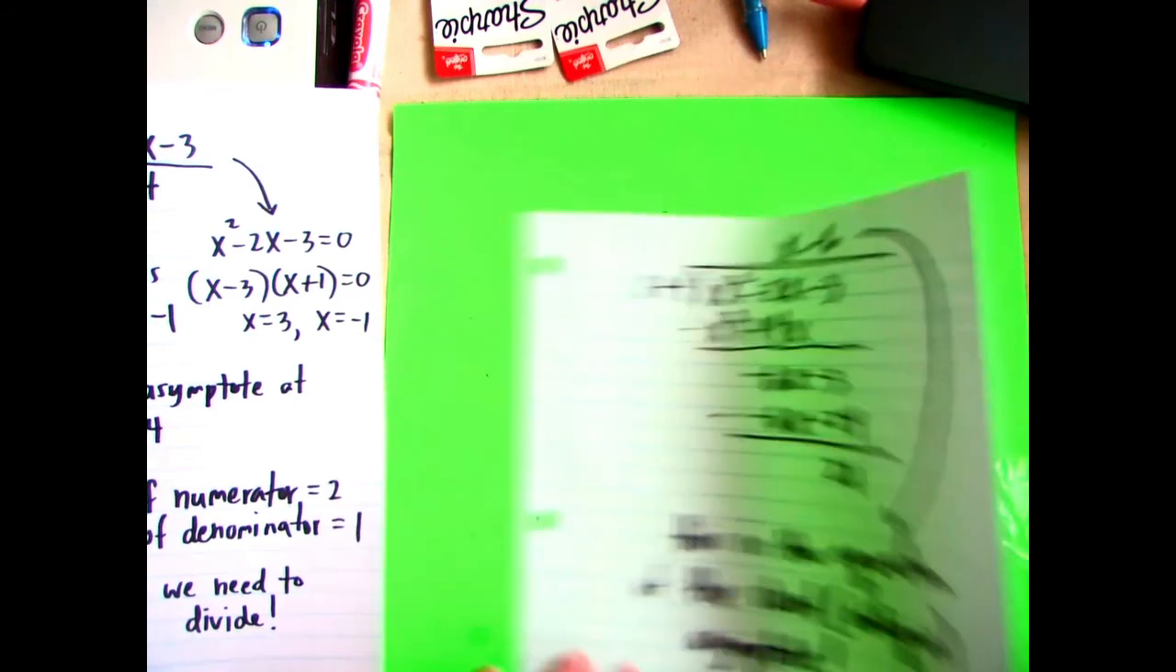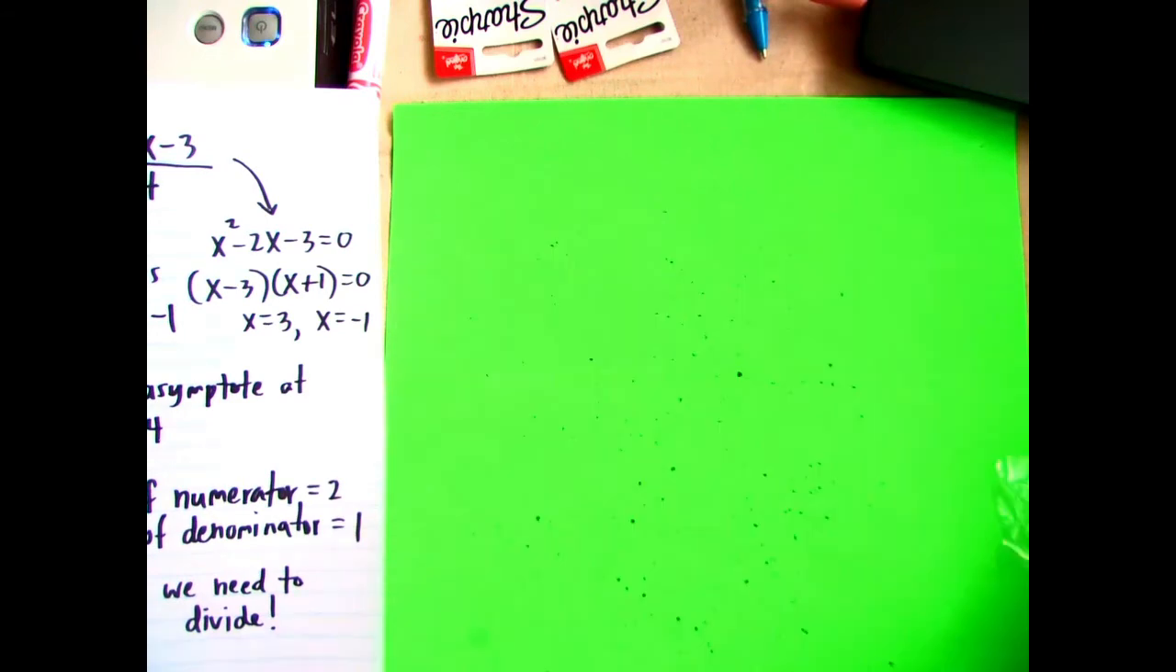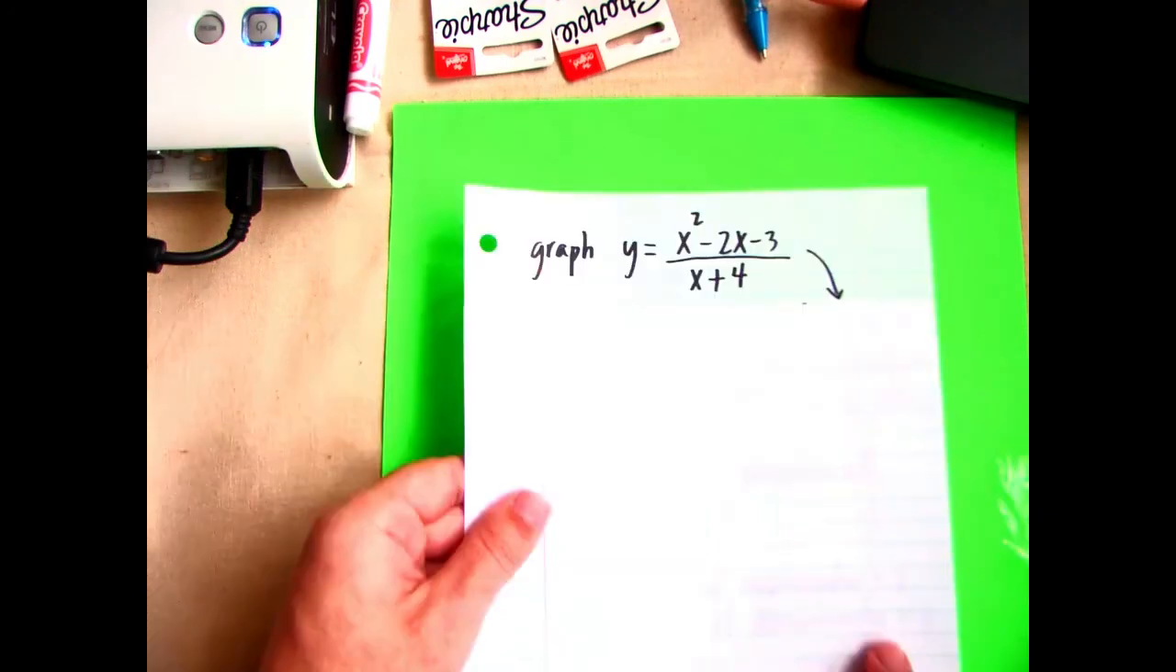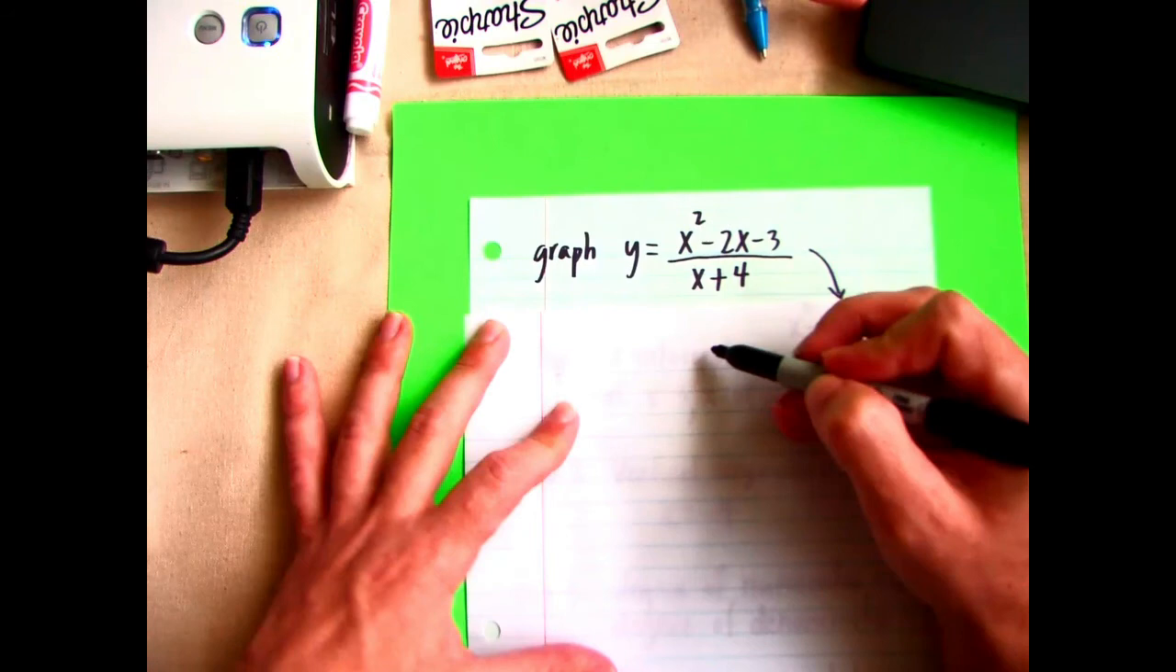Alright, so blank sheet of paper here to draw a nice big graph. And this one is a little bit unusual. It's going to need a big sheet of paper. It's going to be spread out a little bit.